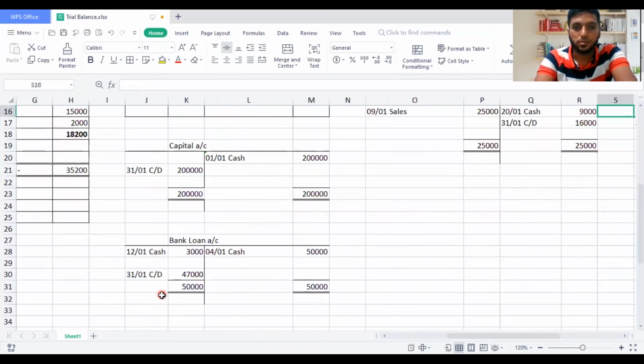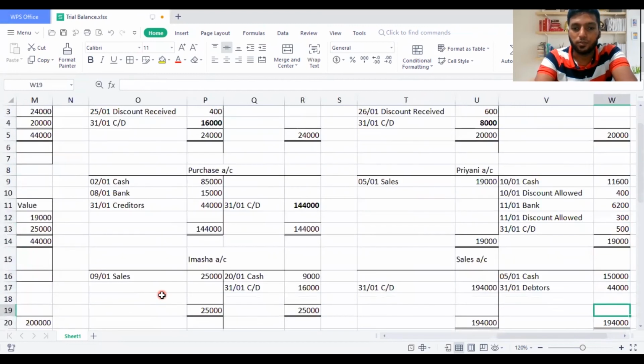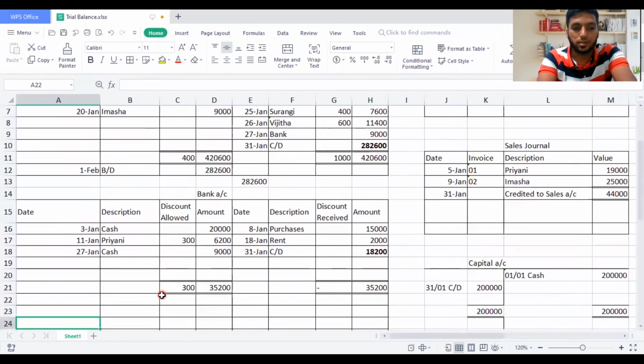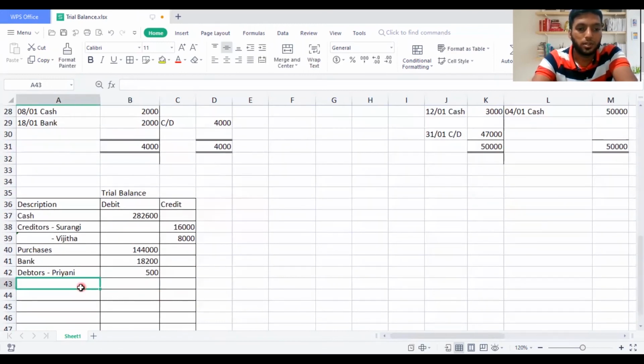What do we have, guys? We have Priyani. Priyani has a balance of 500 and Himasha has a balance of 16,000. So both are debtors. So I can write here debtors. Priyani, the value is 500. And also we have Himasha, 16,000. So done recording the basics.